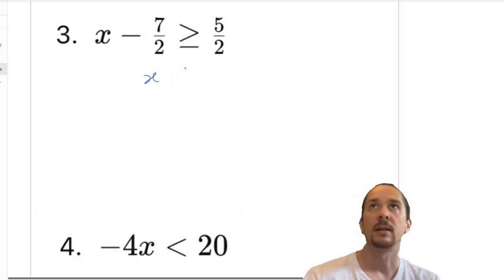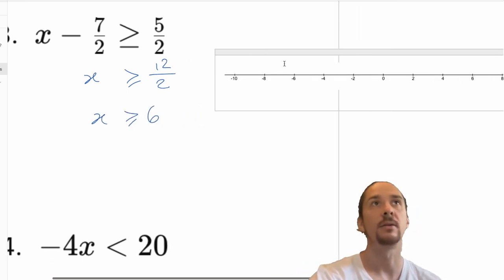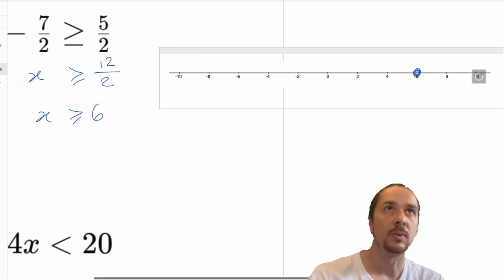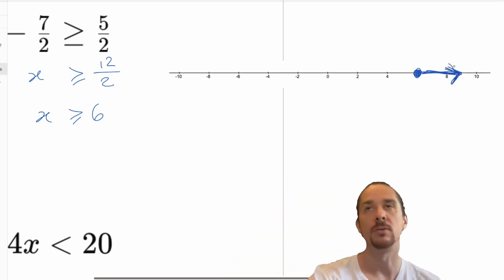In this case, we have that x is greater than or equal to 12 over 2, or in other words, x is greater than or equal to 6. This is going to look almost identical to the one we just did, except this time, when we put the circle at the 6, we fill it in because x can be equal to 6. A little arrow here to show that anything greater is also acceptable.